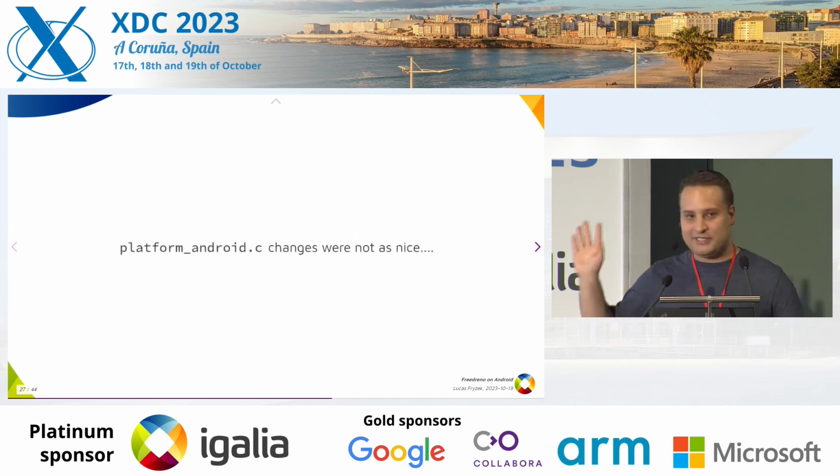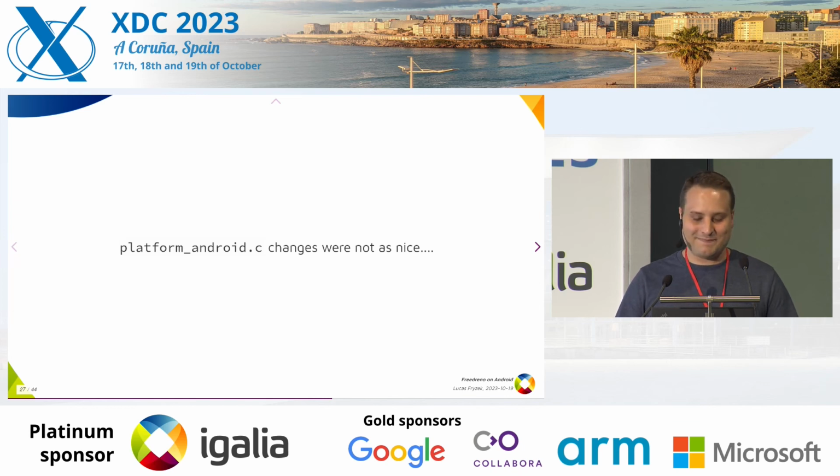Now those were nice changes. They were easy to make for the most part. The platform Android changes were not as nice in EGL. This was a bit of a mess to deal with, and I'm going to talk a little bit about some of the not nice stuff about working on this project and some of the big problem areas that still exist within there today.